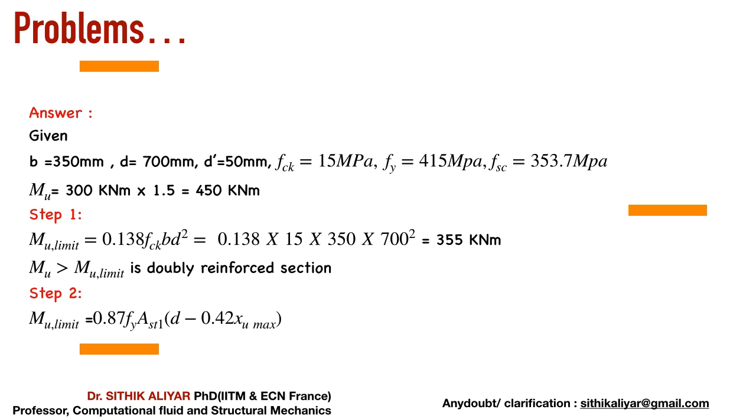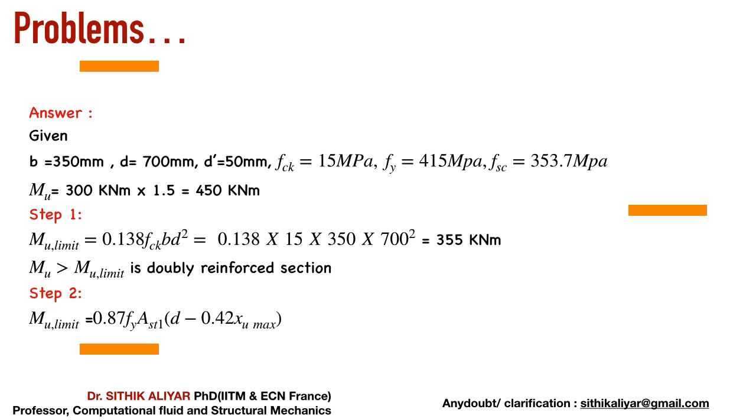Okay, so I am starting step 1. What is step 1? Mu limit. This is a design problem, right? Step 1 is Mu limit, 0.138 FCK b d square. This is because Fy is 415. FCK is given 15, so 0.138 into 15 into 350 into 700 square. Okay, everything is given. Just substitute. You will get an answer of 355 kN meter.